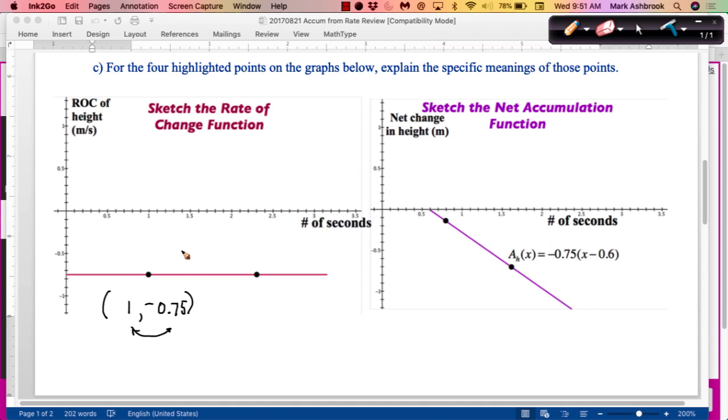Okay, and then we got another point over here. Looks like 2.3. And what's the y-coordinate? Somebody else, what's the meaning of that point? Someone in the back. 2.3 comma negative 0.75. Yes, sir? Is it just how fast it's going? Yeah, exactly. At 2.3 seconds, the rate of change is negative 0.75.